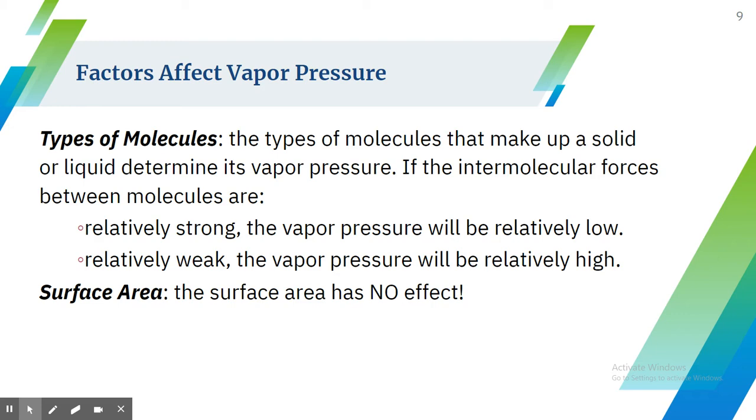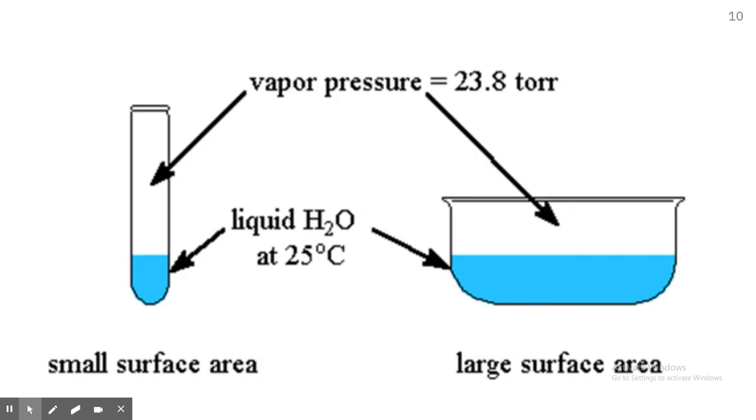The next slide shows what has no effect, and that's the surface area. If you imagine you have a test tube of water versus a container of water, the vapor pressure is going to be the same in both the test tube and the larger container. The surface area has no effect on vapor pressure.